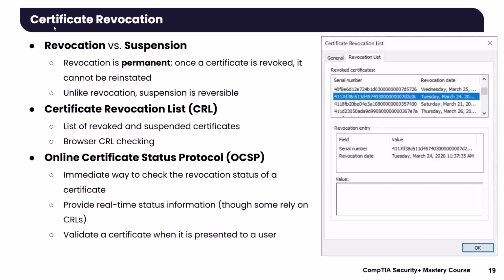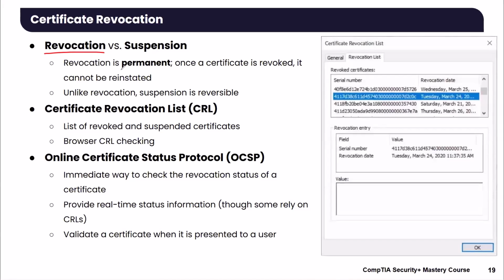So what happens when the certificate is no good? You've got to revoke it. You've got to get rid of it. So how do you do that? Well, revocation is permanent. Once a certificate has been revoked, it cannot be reinstated again. Unlike revocation, suspension is reversible. That's when, okay, we have suspicions about this particular certificate, we're investigating, but we can maybe reuse it in the future. That's suspension. Revocation is when this certificate has been hacked, and therefore we should not trust it ever again.